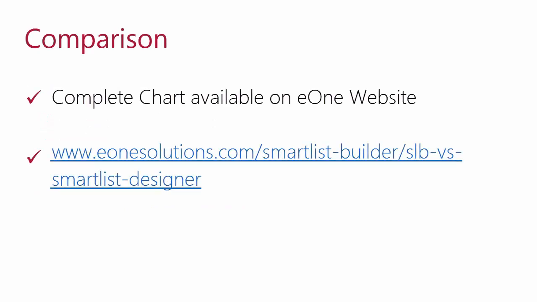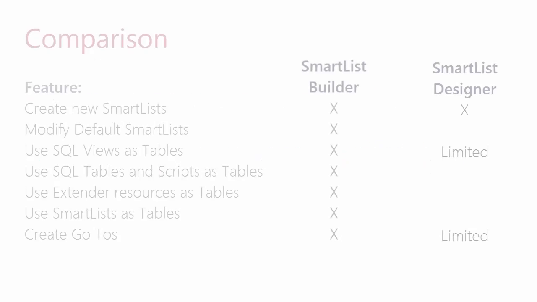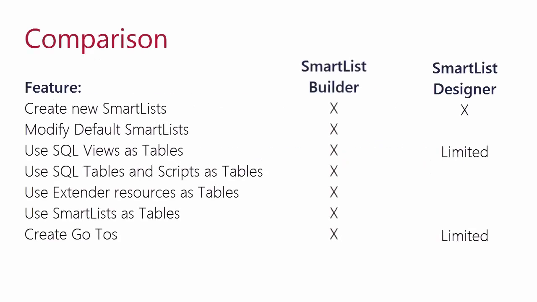If we take a look at the features available in both, there are many differences. A complete list is available on the eOne site at the link shown on the screen. Let's just look at a few of them here. They both are able to create new smart lists, but only SmartList Builder is available to modify default ones.